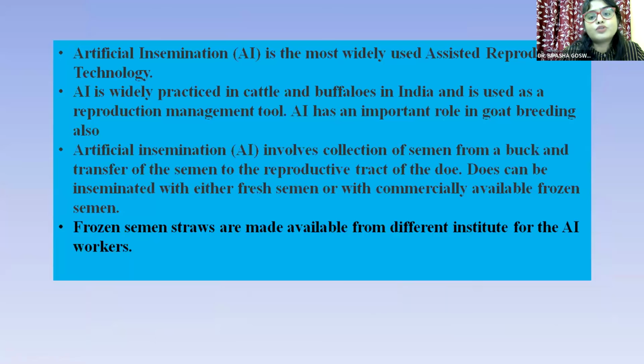Artificial insemination is the most widely used assisted reproductive technology. It is widely practiced in cattle and buffaloes in India, but nowadays it is also most popular in goat and sheep breeding. Artificial insemination involves the collection of semen from a buck and transfer of the semen to the reproductive tract of a doe. Does can be inseminated with either fresh semen or commercially available frozen semen. Frozen semen straws are made available from different institutes for AI workers.